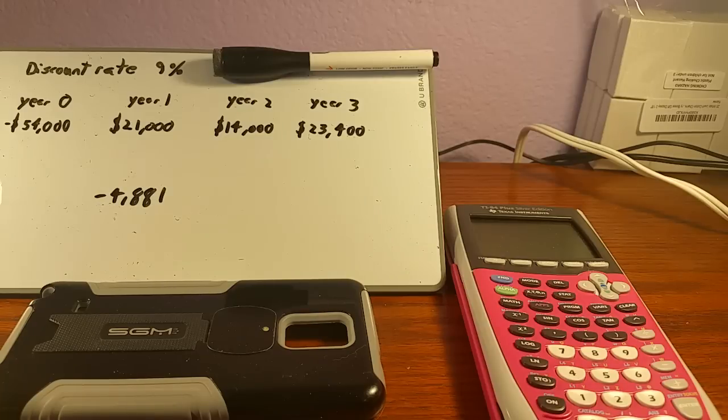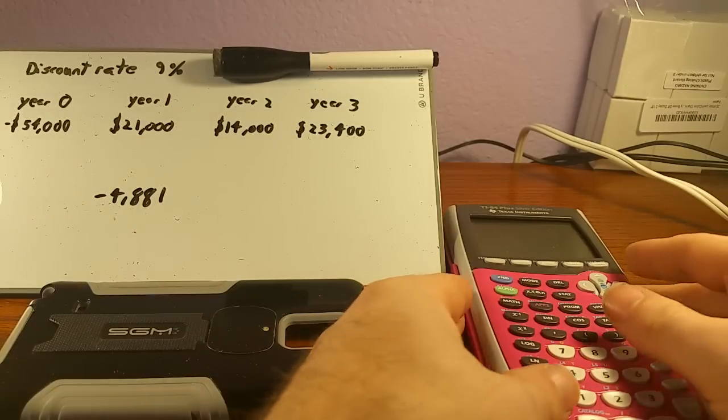Our problem is we have a discount rate of 9%. We start out paying for the project $54,000, and then we're going to get cash flows once a year for the next 3 years. And those expected cash flows will be $21,000, $14,000, and $23,400. So what's the net present value of all of that? And as you can see down here, I've already calculated it out. It's going to be negative 4,881. How did we get there? Let's go to the calculator.